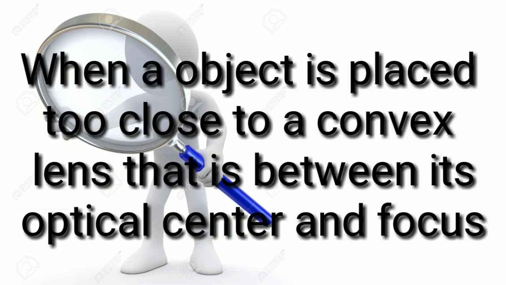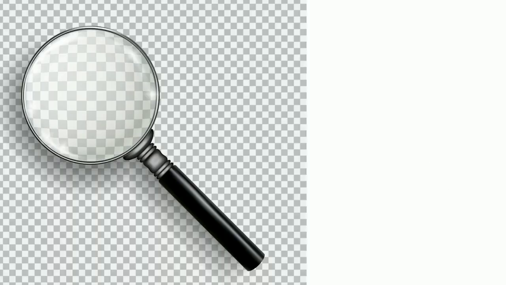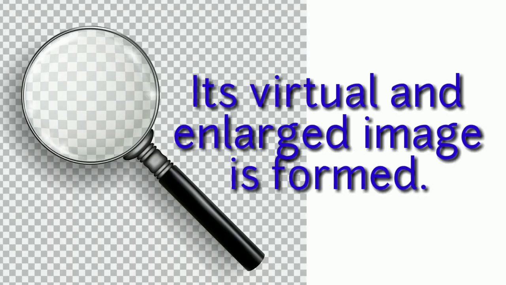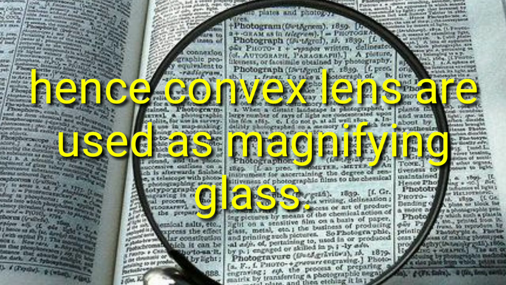When an object is placed too close to a convex lens, that is between its optical center and focus, its virtual and enlarged image is formed. Hence, convex lenses are used as magnifying glass.